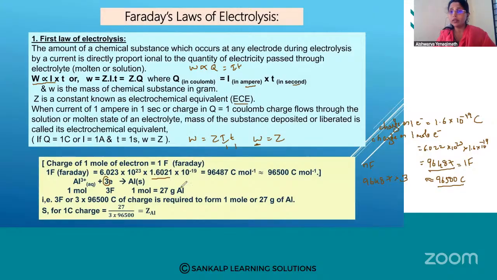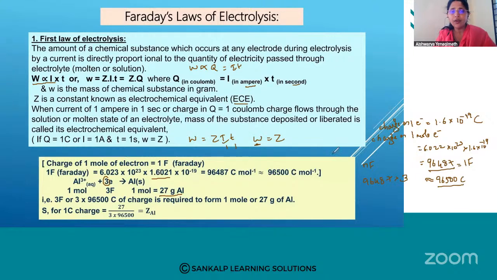1 mole means how many grams of aluminum? You have studied about mole concept in class 11. So 1 mole means 6.022 into 10 raised to 23, Avogadro number of molecules. 1 mole means the molar mass of a substance, or the atomic mass of the element. So it is 27 grams of aluminum.